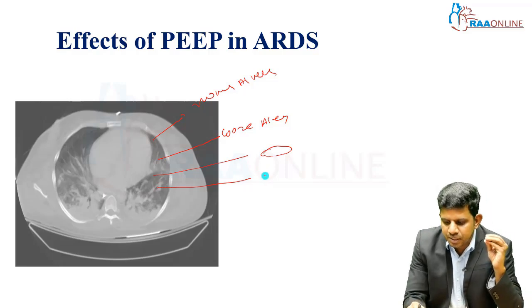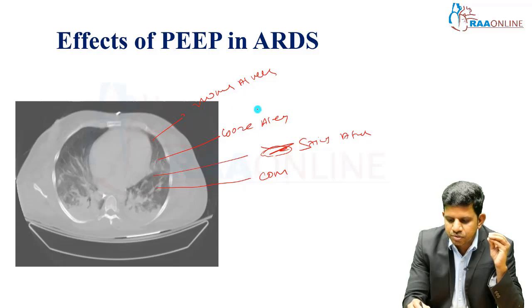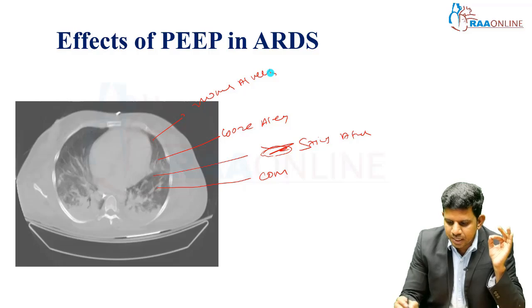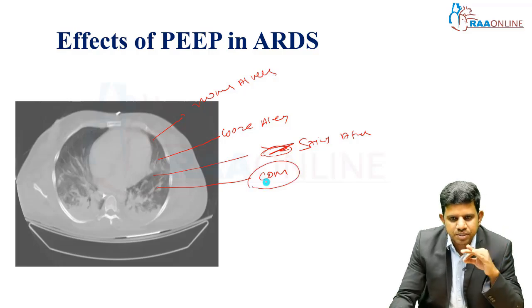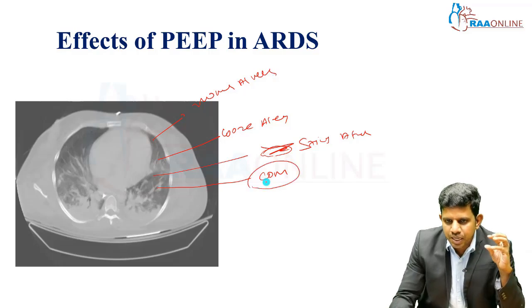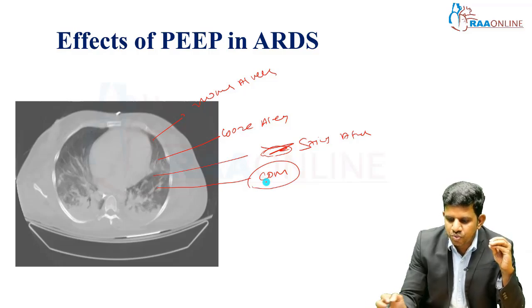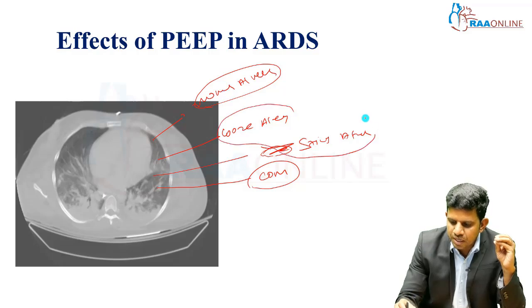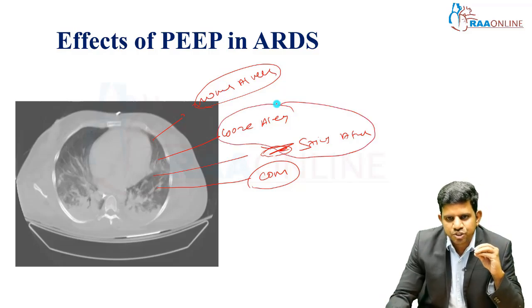This is the consolidation. This is the sticky atelectasis. This is a loose atelectasis, and the normal alveoli. See here, the consolidated alveoli, whatever the pressure, won't open because they are filled with solid material or liquid. Our aim, the role of PEEP in ARDS, is to prevent over distension of the alveoli and to open the alveoli for better oxygenation and compliance.